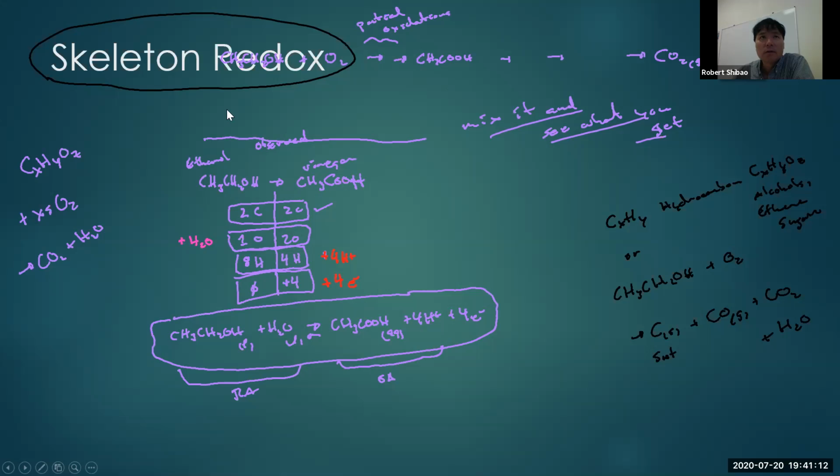And so we use skeleton redox to figure out what's going on here. The first step in skeleton redox is to figure out what happened to the ethanol. We use the steps in skeleton redox to come up with a balanced half reaction. Ethanol and water is going to be the reducing agent here, and acetic acid and H+ will be the oxidizing agent if we went backwards, because that's gaining the electrons. And so we could see that using oxidation states.